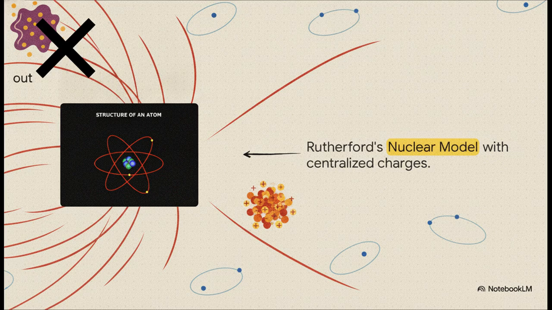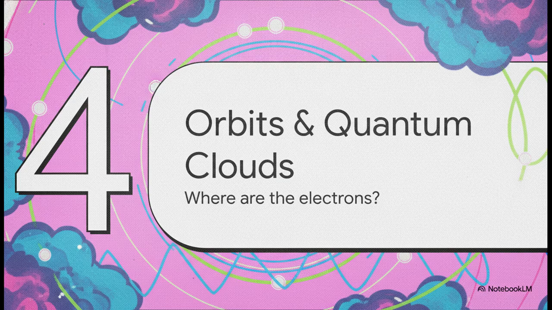The atom actually had an incredibly tiny, super dense, positively charged core right in the dead center. We call that the nucleus now, and those electrons, they're just orbiting far away. Next up, Section 4, Orbits and Quantum Clouds.